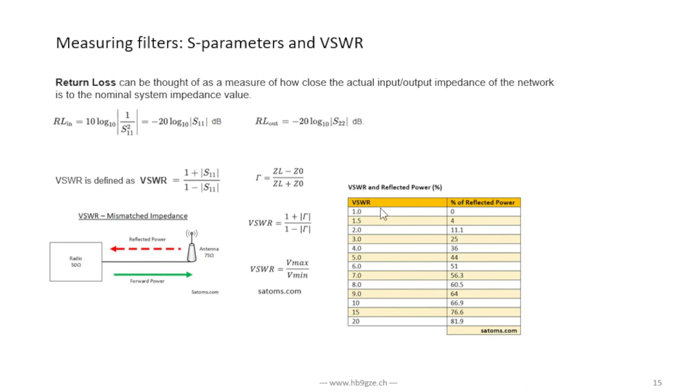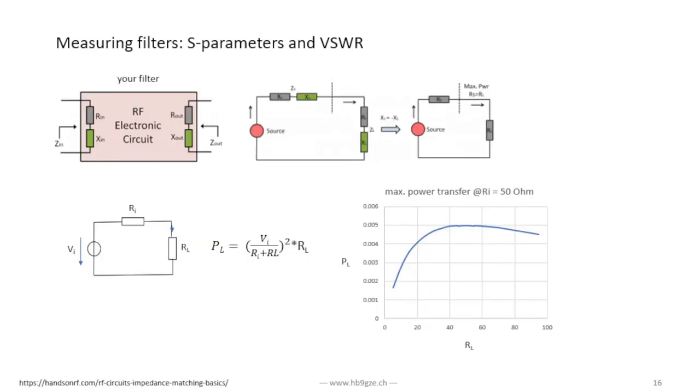Already a VSWR of 2 means 10% is reflected. 10% reflection means you have power that is coming back and it is dissipating somewhere. It is generating heat, and it's just a loss. And not just that, it's also causing intermodulation and cross products in your mixers and all kinds of other troubles you could imagine. So we do not want reflected power.